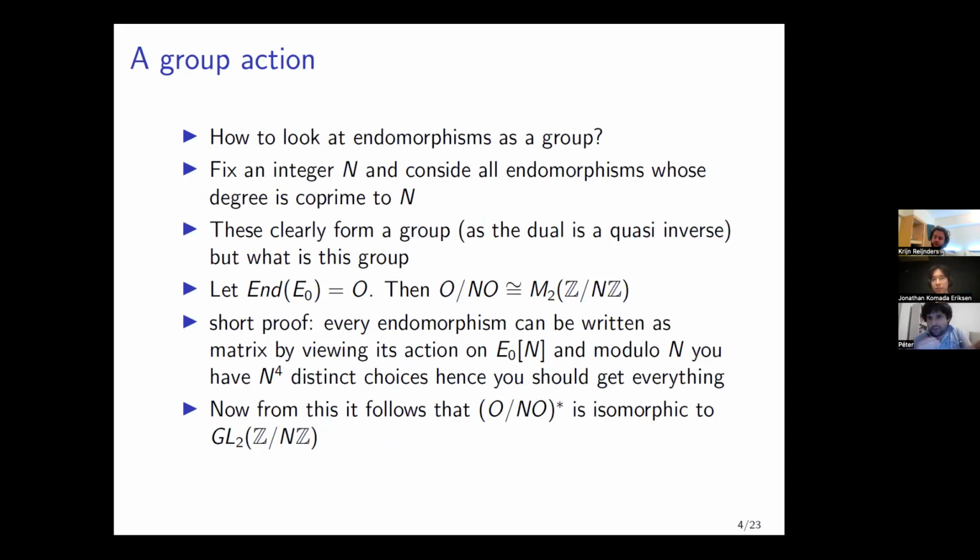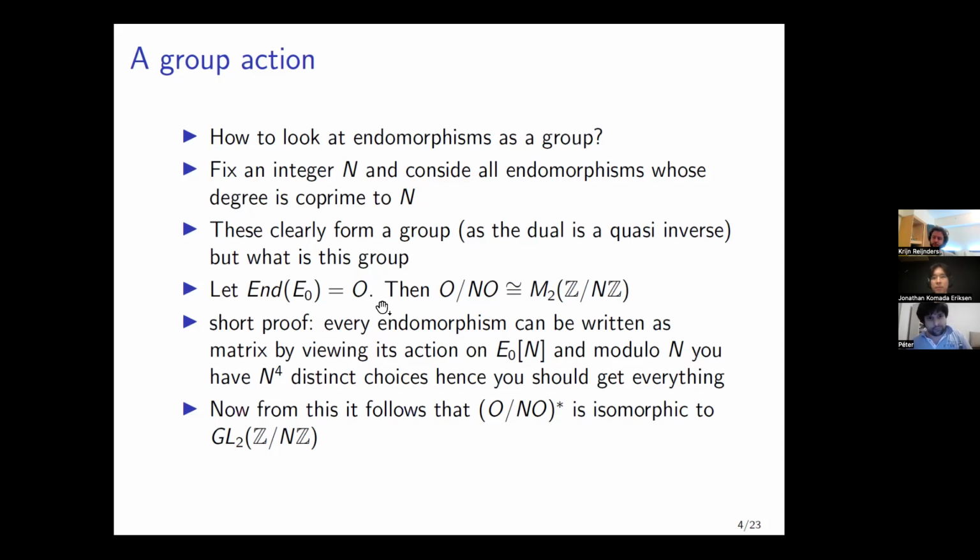I mean, okay, they are an abelian group additively, but that's not really useful in this setting. So how can you view endomorphisms as a group? Of course, as I mentioned, you should be looking at endomorphisms whose degree is coprime to n. And now it starts to take place.